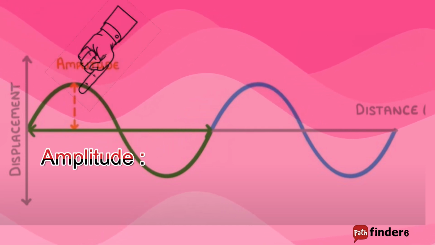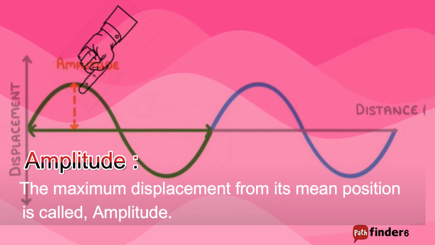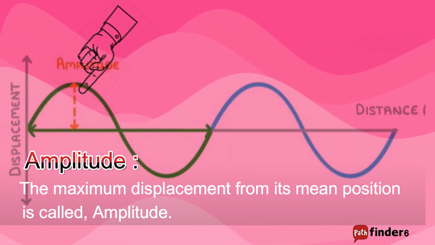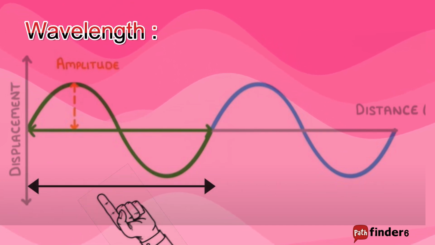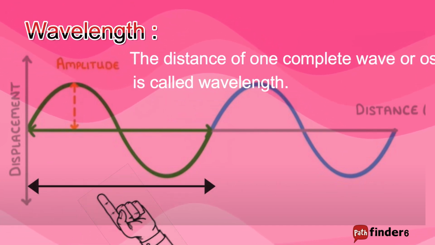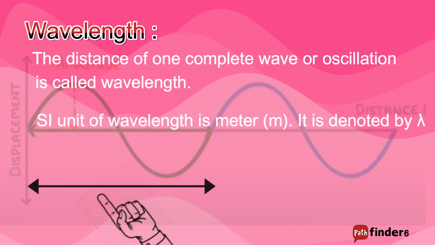Definition of amplitude. The maximum displacement from its mean position is called amplitude. Definition of wavelength. The distance of one complete wave or oscillation is called wavelength. SI unit of wavelength is meter. It is denoted by lambda.